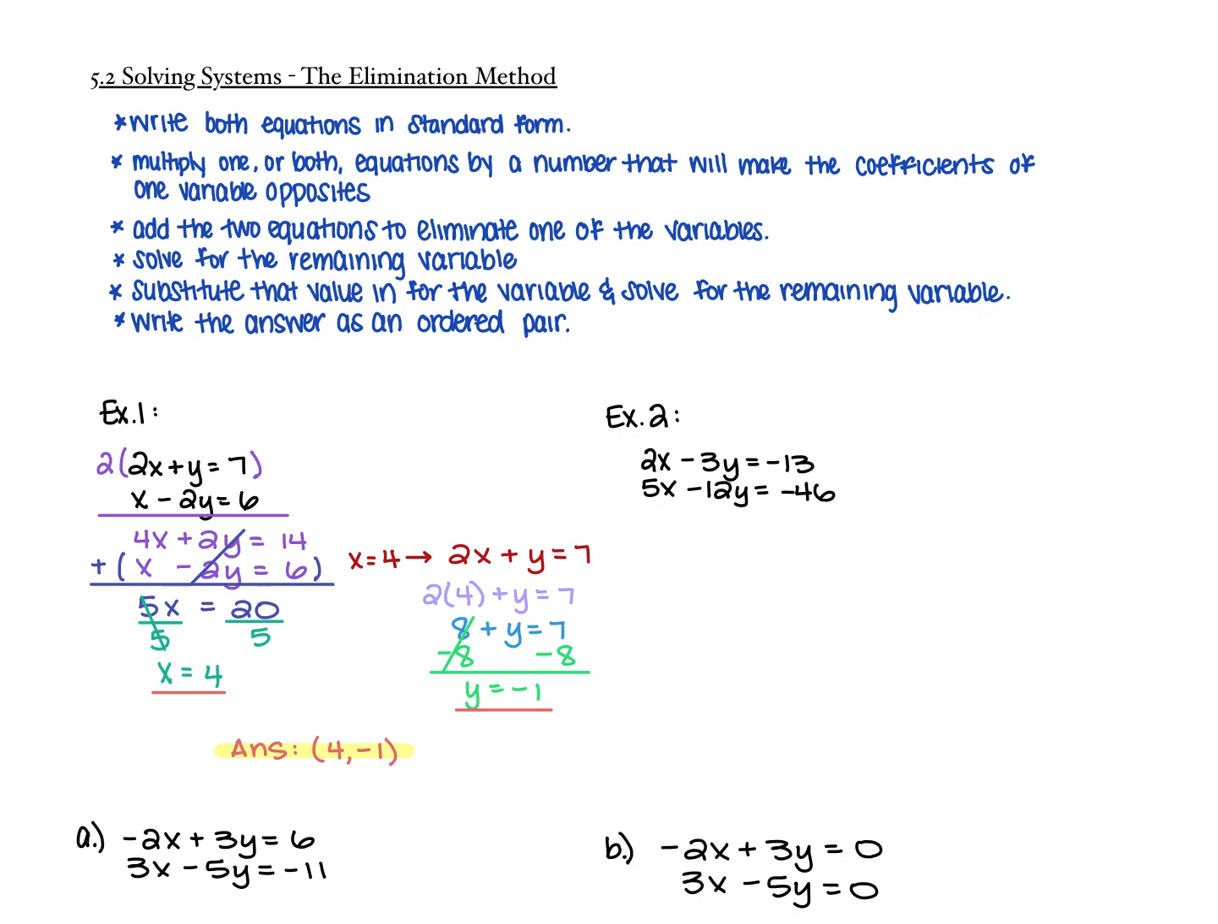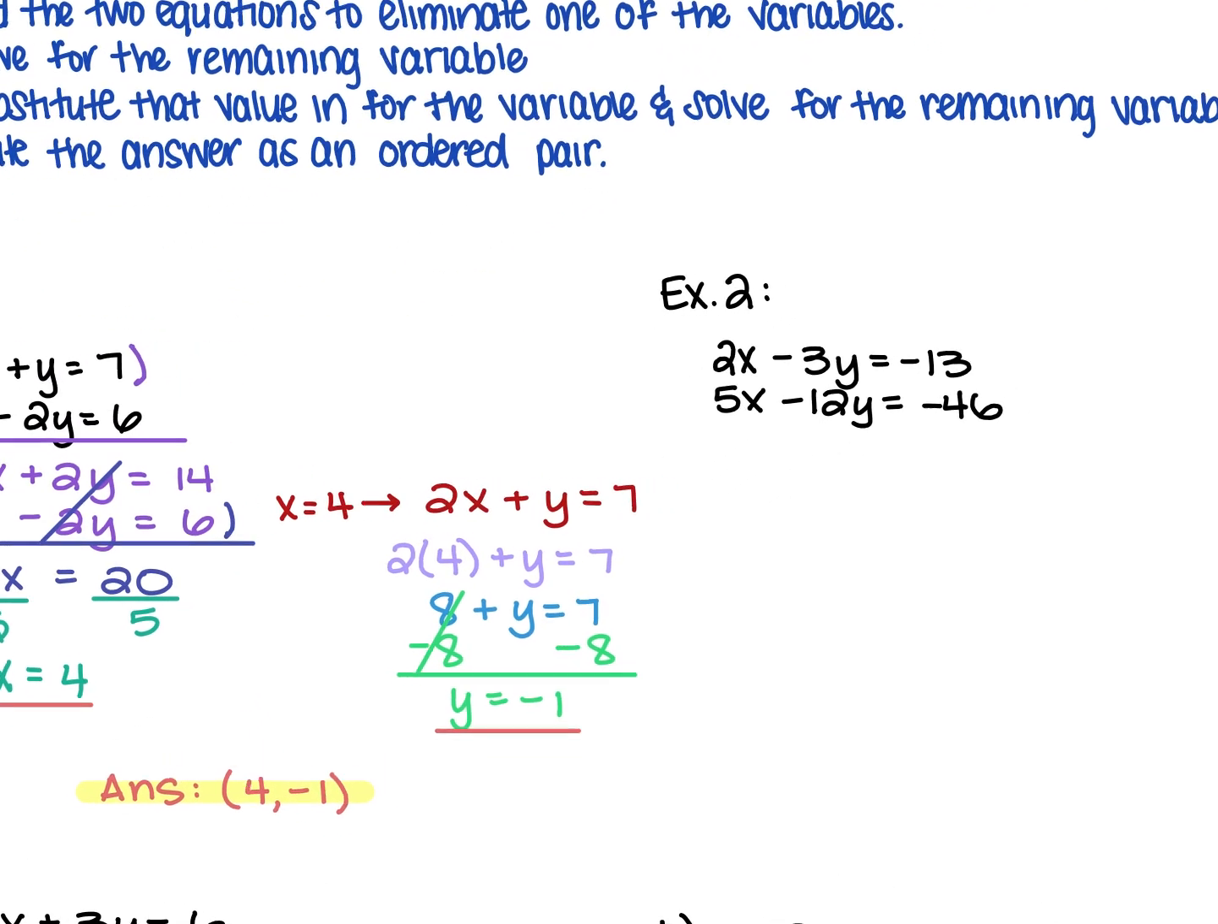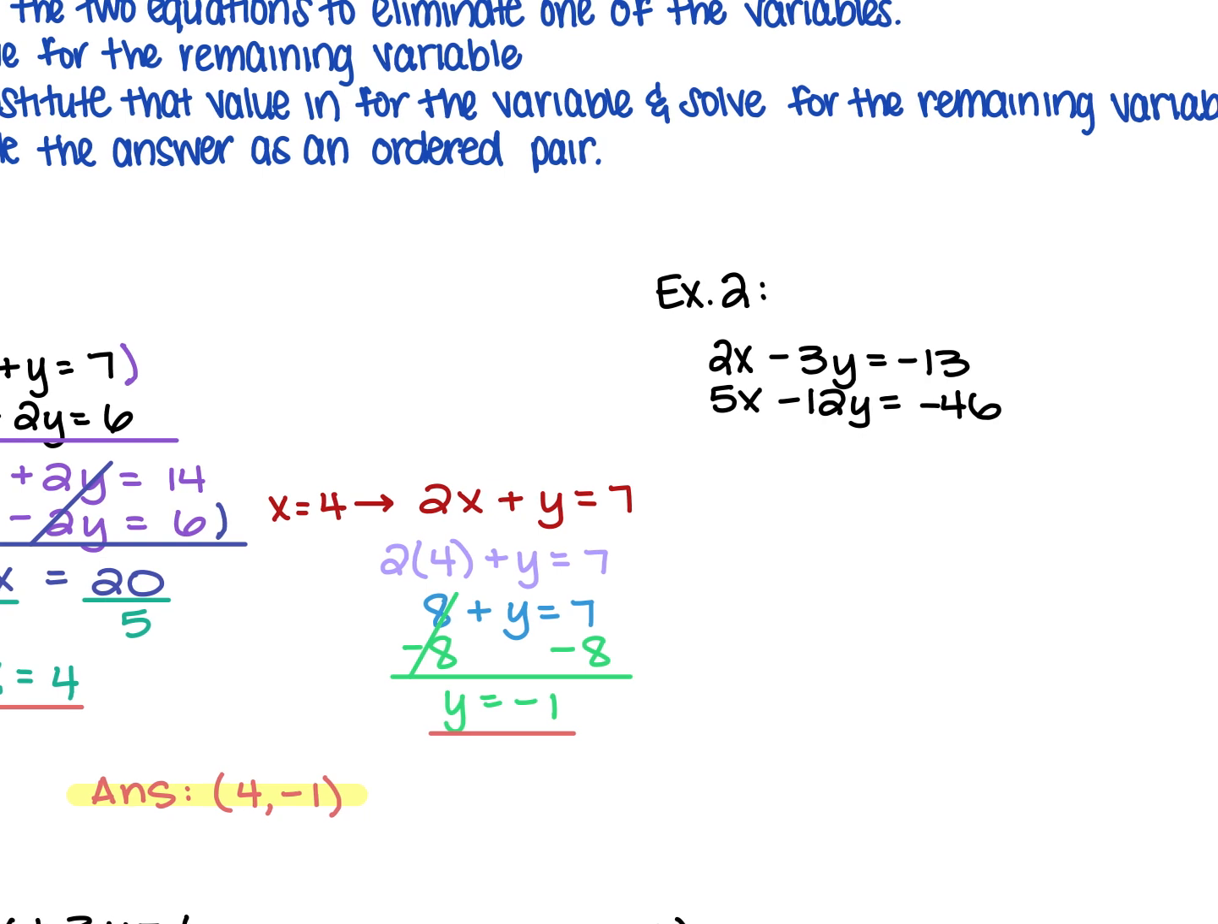On example 2, you have 2x minus 3y is equal to -13, and 5x minus 12y is equal to -46. For me to tell which of these two that I want to eliminate, I can look at my least common multiple. Between 2 and 5, my least common multiple is 10. I'd have to multiply both of the equations by something, though. Between the 3 and the 12, my least common multiple is 12, and I'd only have to multiply one of the equations by something. So I'd rather multiply just one equation than having to multiply both.